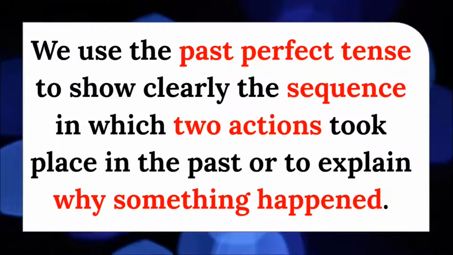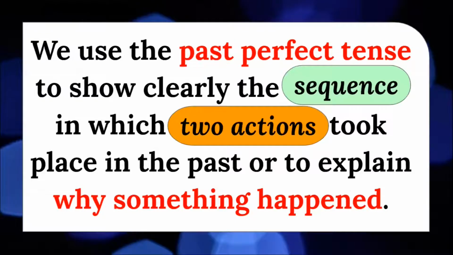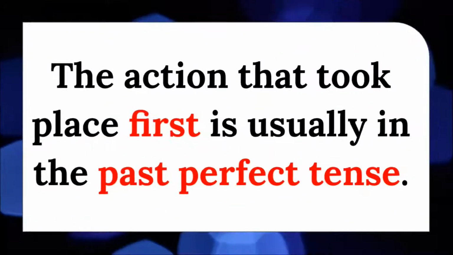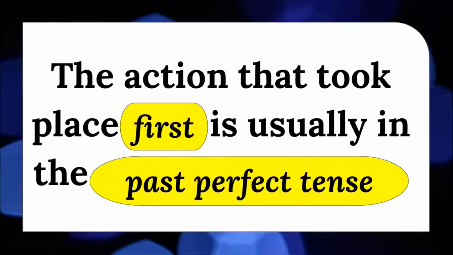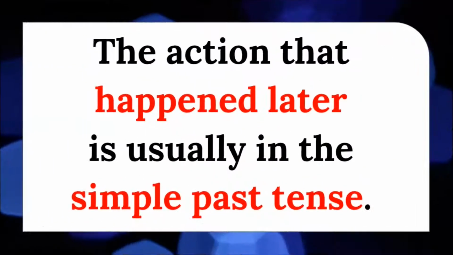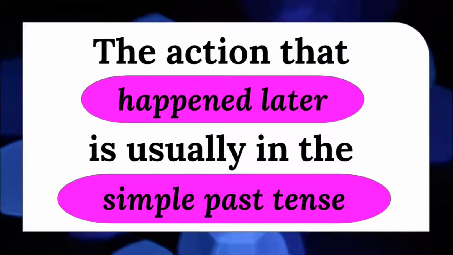Remember this. We use the past perfect tense to show clearly the sequence in which two actions took place in the past or to explain why something happened. The action that took place first is usually in the past perfect tense. The action that happened later is usually in the simple past tense.